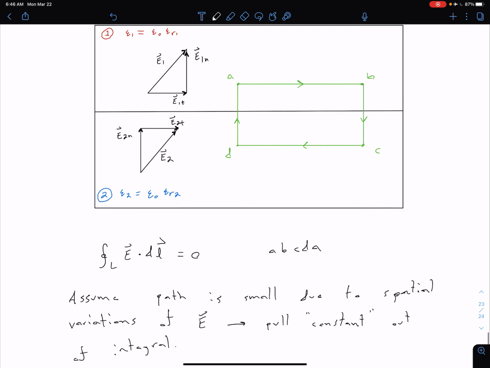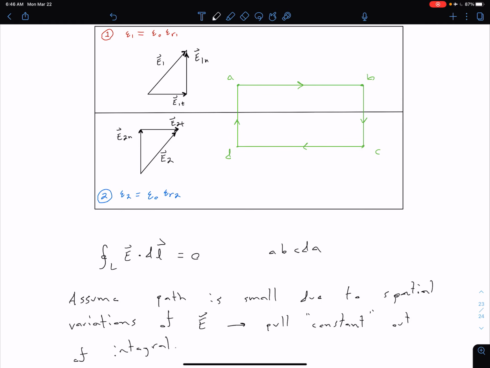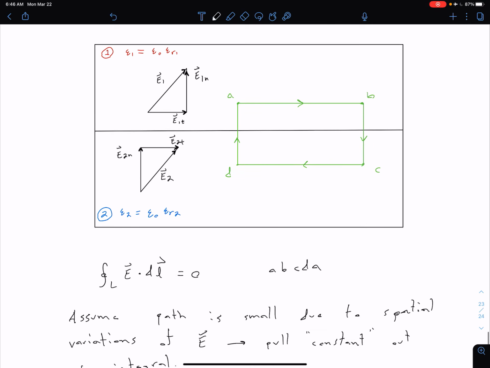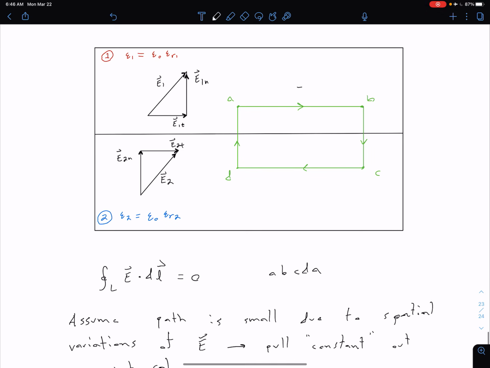Okay, so now we can consider doing this path. For our first segment from A to B, if we're pulling E out of the integral, we're just going to have some constant E1, and that's going to be our E1t, because our dl is going to be in this direction. Here our dl is in this direction, here our dl is in this direction, and here our dl is in this direction. So there's our four dl. Looking at that AB segment, we see that our normal component of E is 90 degrees different from that, so if we do the dot product, that's going to be 0. The only non-zero term is our E1 tangential dotted with dl. Those are both in the same direction, so the dot product is just going to be 1.